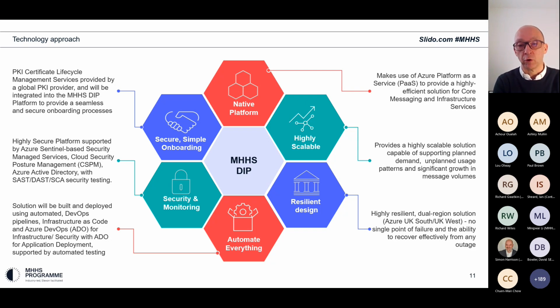By virtue of leveraging the Azure platform and the stack, we will provide a highly scalable solution. We know from doing other activity within the energy market that demand usage patterns can vary. We know that the solution needs to cater for that, and so we will be designing the solution in such a way that we can cater for growth in message volumes over time. Our design is dual region, UK South and UK West in this case, obviously intended to give us that level of resilience for something as critical as the DIP within the market that it operates.